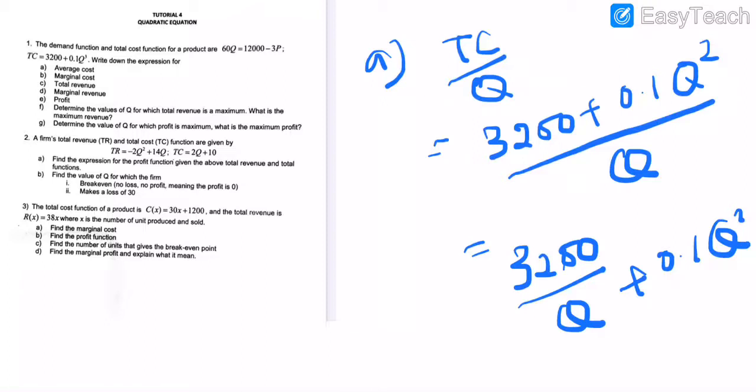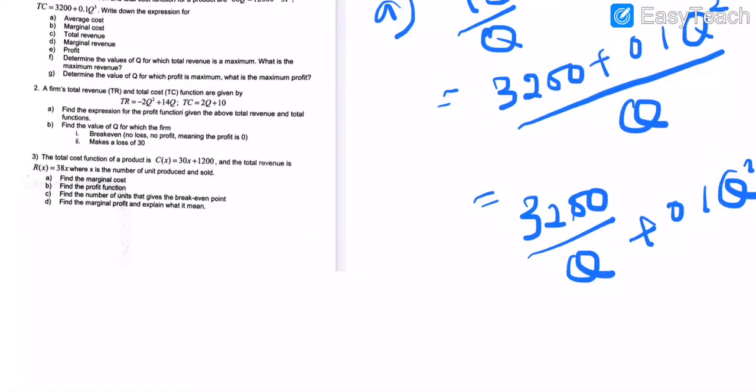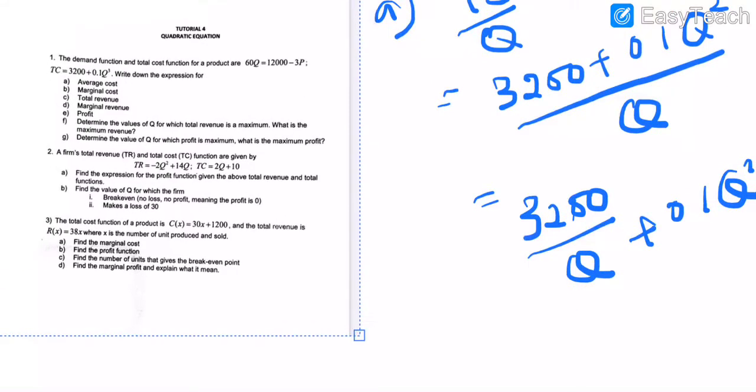Then the second one mentioned about the marginal cost. So marginal cost, I believe that you know how to do it, right? So there is no q here. You need to differentiate the q. So this is power of 3. 3 moves to the front, 3 times 0.1 is 0.3 q power of 2.